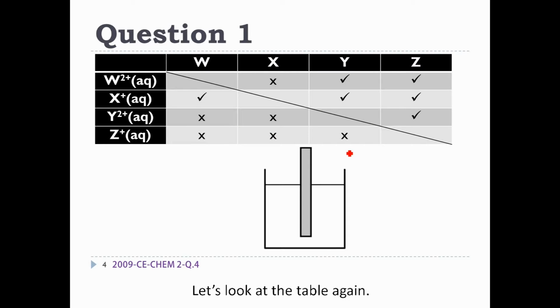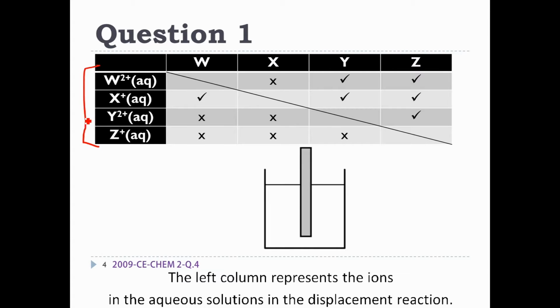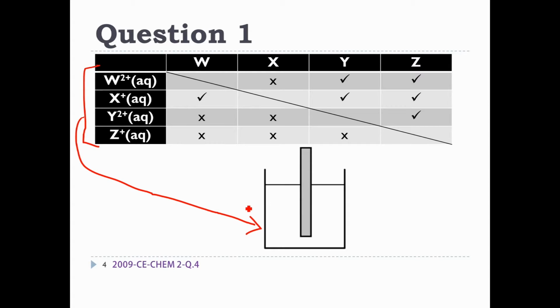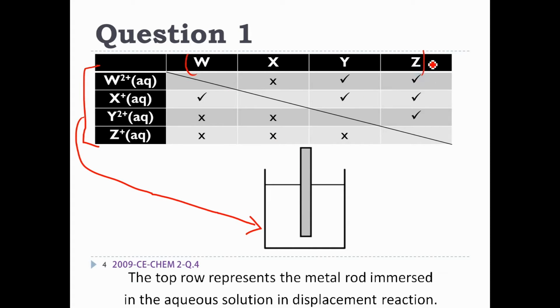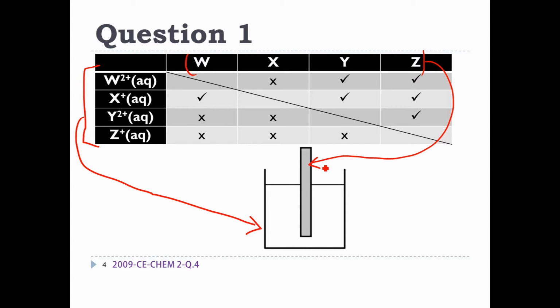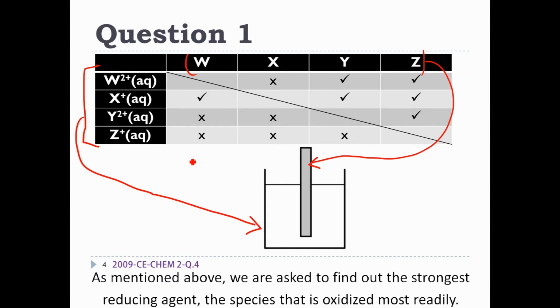Let's look at the table again. The left column represents the ions in the aqueous solutions in the displacement reaction. The top row represents the metal rod immersed in the aqueous solution in displacement reaction. As mentioned above, we are asked to find out the strongest reducing agent, the species that is oxidized most readily.